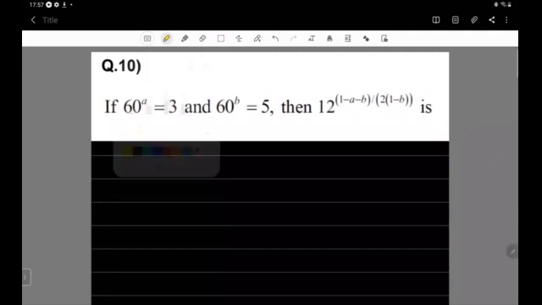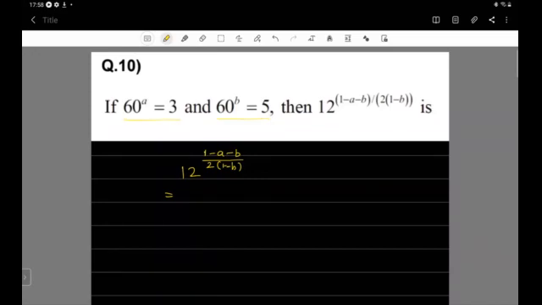Let's see what we want to find. We want to find the value of 12 to the power (1 minus a minus b) divided by 2 times (1 minus b). What is the information we have? We have 60 power a and we have 60 power b. The very first thing which strikes me is that we have information on base 60 and the question is asked on base 12.